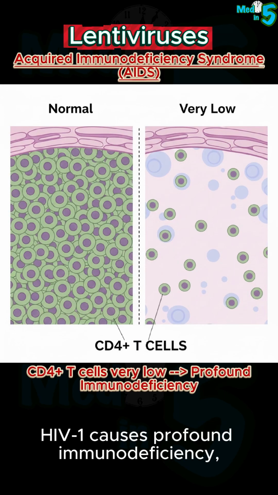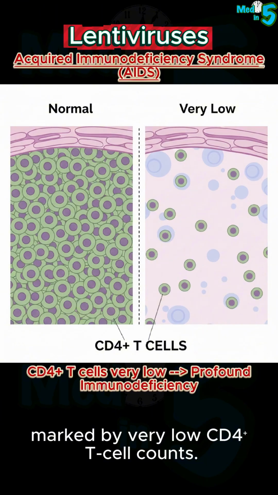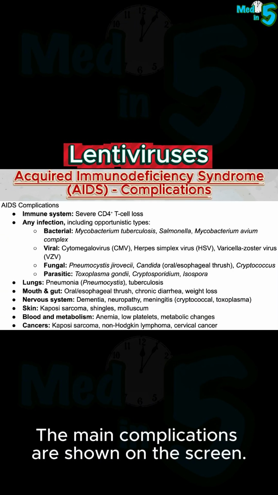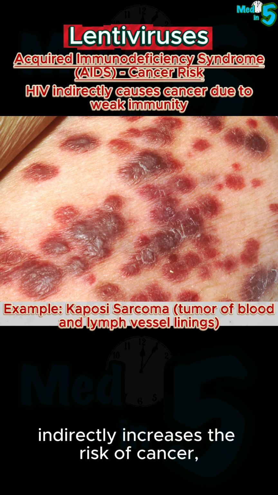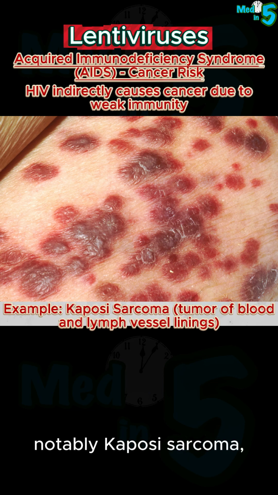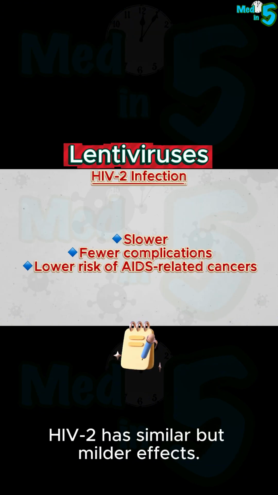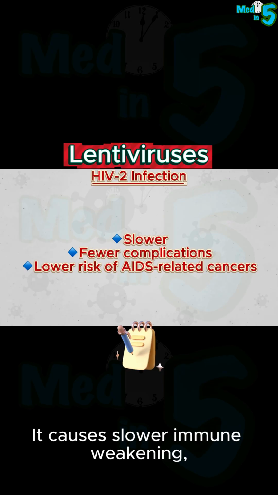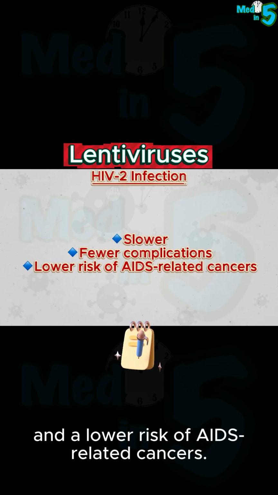HIV 1 causes profound immunodeficiency, leading to acquired immunodeficiency syndrome, marked by very low CD4 plus T cell counts. The main complications are shown on the screen. Severe immunosuppression indirectly increases the risk of cancer, notably Kaposi sarcoma, though other malignancies can occur. HIV 2 has similar but milder effects. It causes slower immune weakening, fewer complications, and a lower risk of AIDS-related cancers.